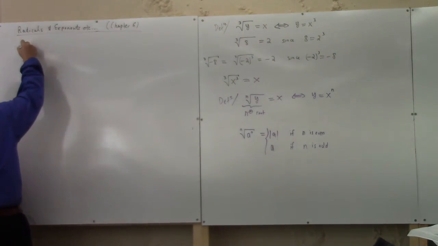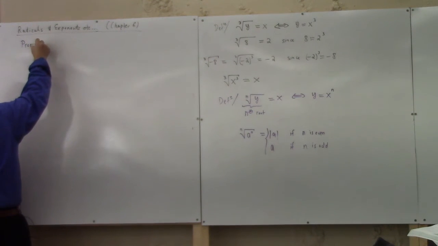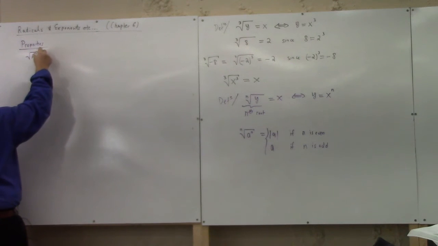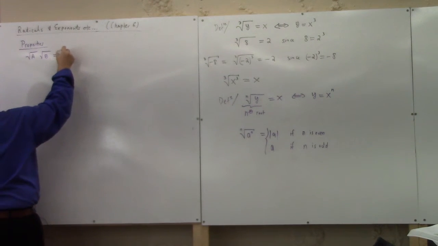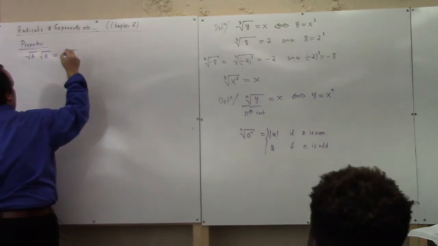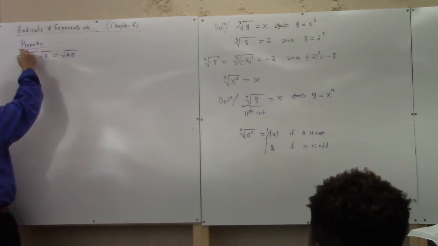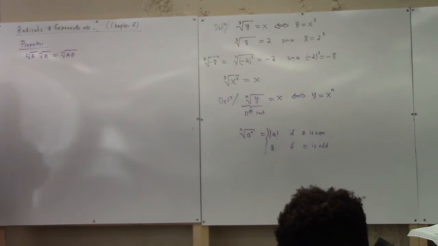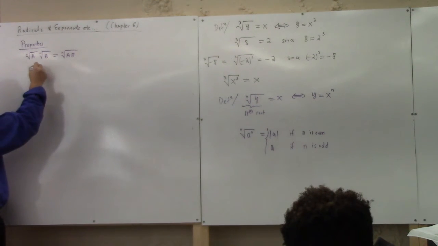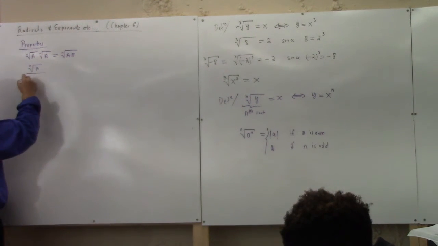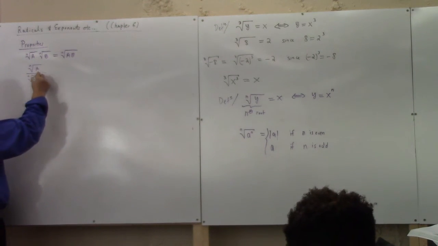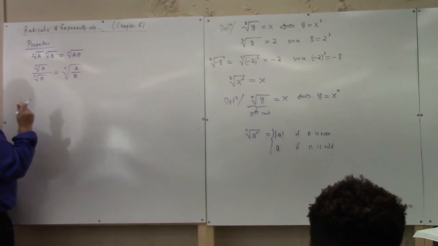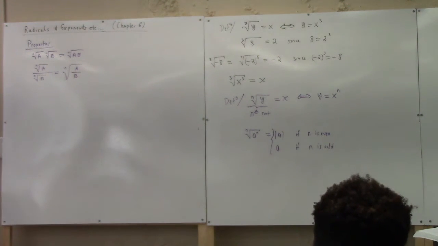So, some properties that I often use. If we have the square root of a times the square root of b, it's equal to the square root of ab. This is also true for nth roots. The nth root of a over the nth root of b is the nth root of a over b.